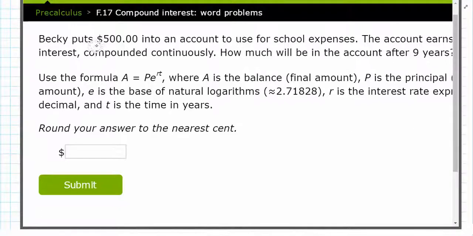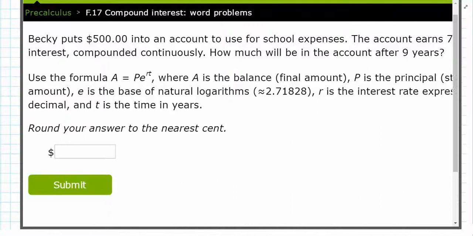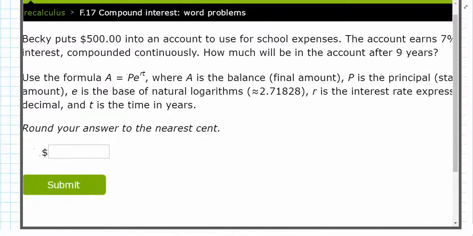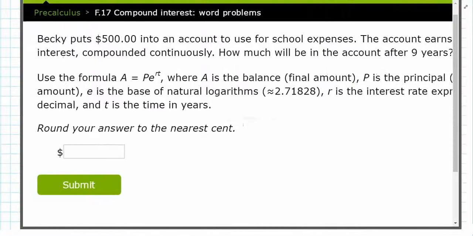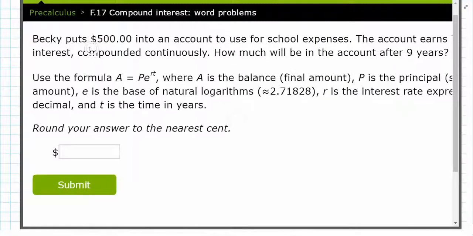So in this case, Becky has $500. She's putting it into an account for school expenses. It earns 7% interest per year, and it's compounded continuously. So this phrase, compounding continuously, is what indicates that we would use this equation, the P e to the rt power. So we'd like to know how much the account is worth after 9 years.